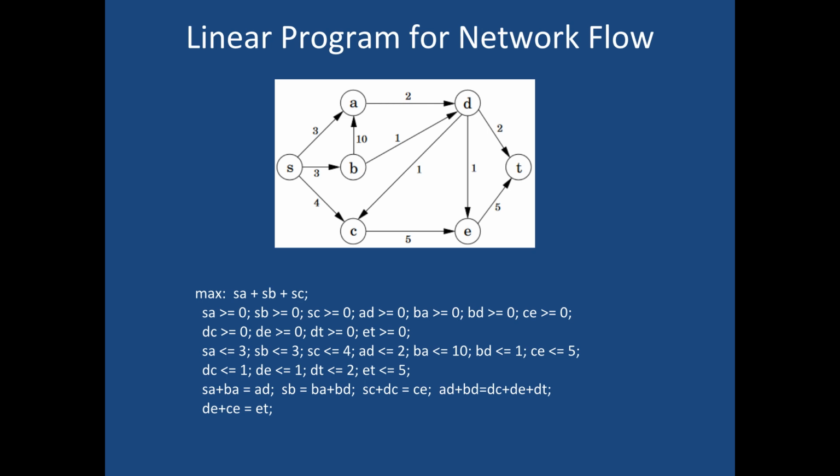The max going out of S or the max coming into T. Either we need to maximize the amount going out of S, because anything that goes out of S will eventually make it to T, or we've got to maximize the amount coming into T. I chose to maximize the amount going out of S, but we can use a different objective, which would just be DT plus ET, and we get the same solution. So the idea is a linear program. We describe all these constraints, we give the objective function we want to maximize or minimize, and then we feed it to our linear program solver, and it produces an answer for us.